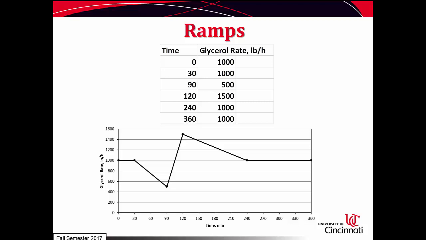So this is what that ramp will look like. You can see we start at the 1,000. After 30 minutes, we ramp it down to 500, then we ramp it up to 1,500, back down to 1,000, and then let it run out at 1,000. We'll now flip back to CHEMCAD and take a look at how to set this up.